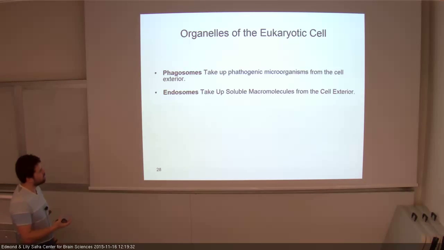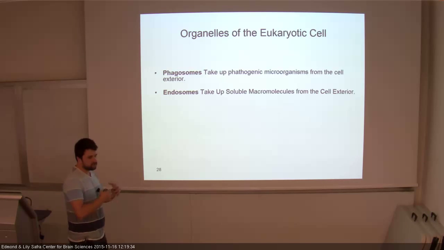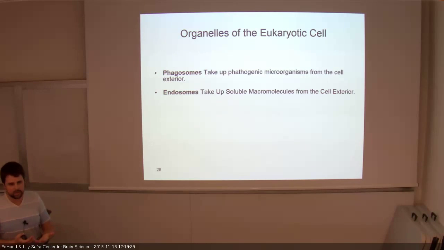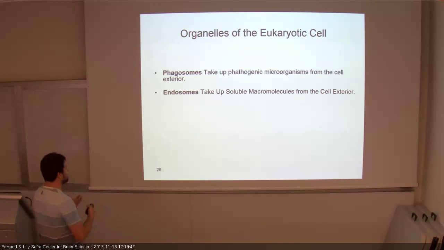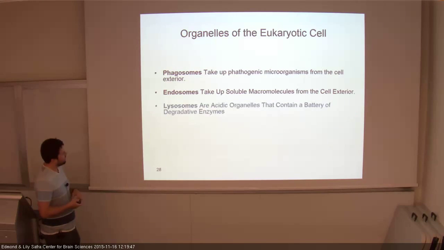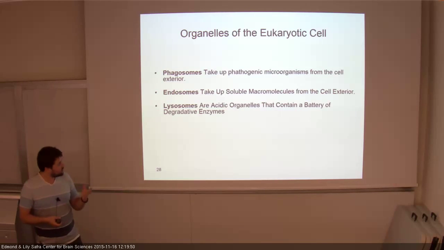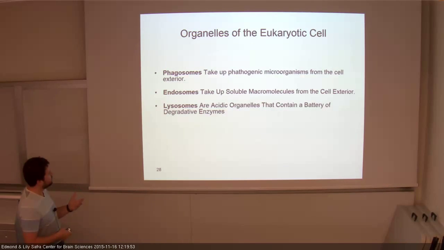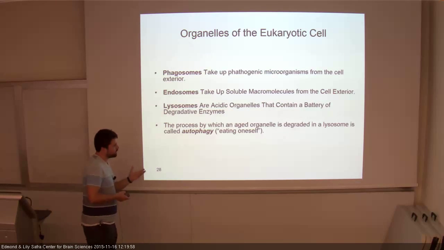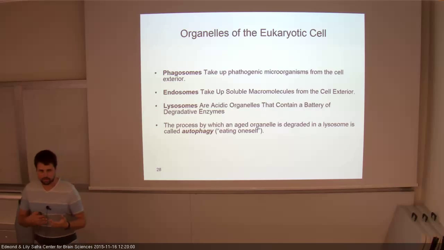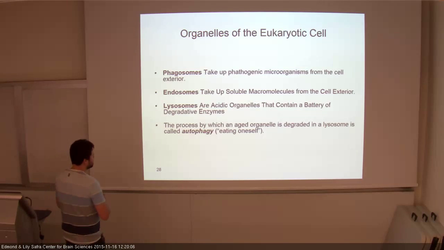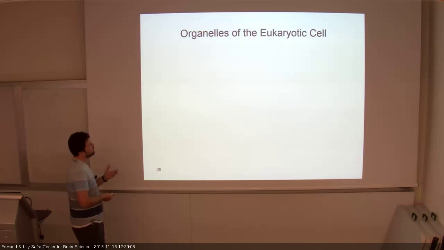Endosomes take up soluble molecules that the cell collects from the exterior. Let's say it needs nutrients and all the materials that the cell needs to survive. So it picks up these nutrients from the cell exterior. Lysosomes, like we talked about before, are acidic organelles that contain a lot of degrading enzymes. And there's also a process called autophagy, in which old organelles are recycled inside the cell, like an organelle that is already old and does not function well can be readily digested.